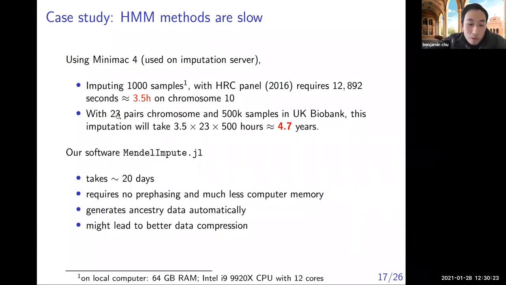If you want to do 23 chromosomes on the UK Biobank, which has 500,000 samples, it will be a very big problem. It will take you 4 years, and this is not including the pre-phasing time. So realistically, it will take maybe 10 years with one computer. Of course, you can buy maybe 100 computers to really speed this up. Or you can use our software. It will take about 20 days on this computer. We also do not require these pre-phasing steps, we need a lot less memory, and finally, we yield some extra dividends in ancestry data and a data compression step. So this is just some motivation for our software.